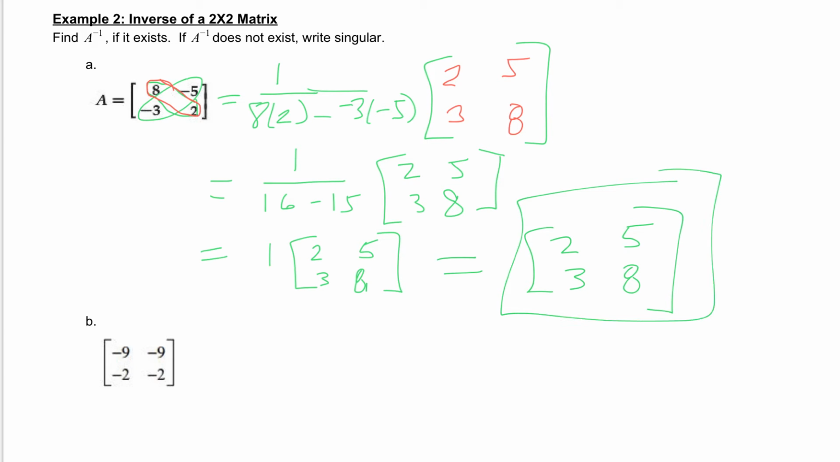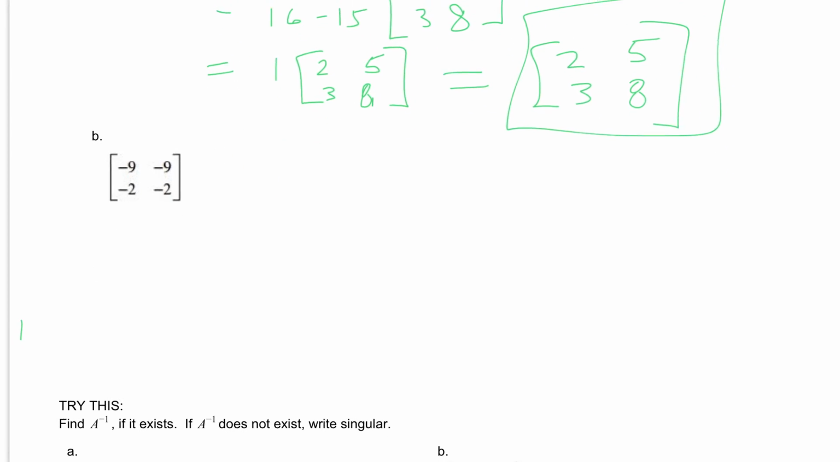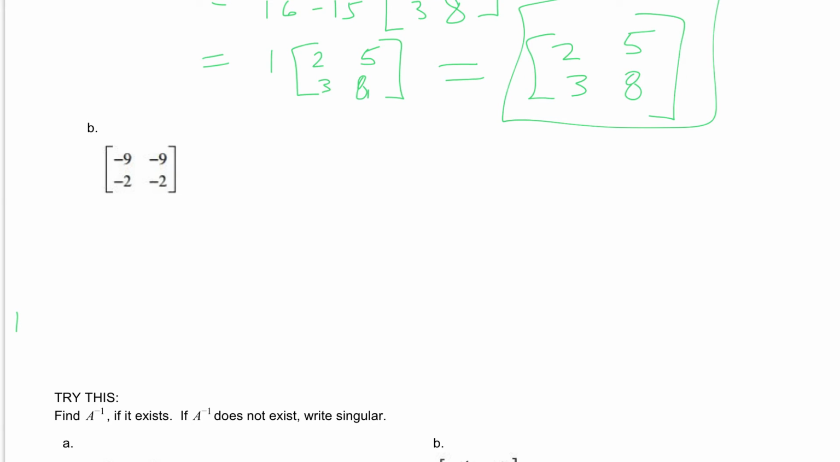Now let's look at one more. So if we take a look here at letter B, we're going to start by taking 1 over the determinant. Remember, the determinant, we're going to start by taking -9 times -2, which is 18. And then minus -9 times -2, which is 18. And then we're multiplying that.